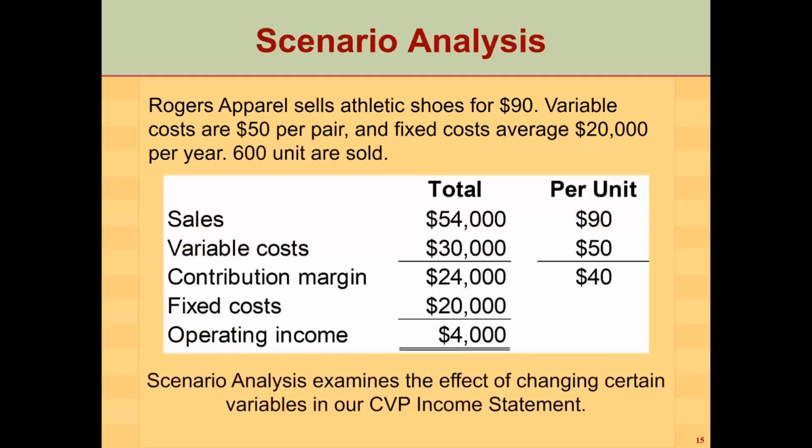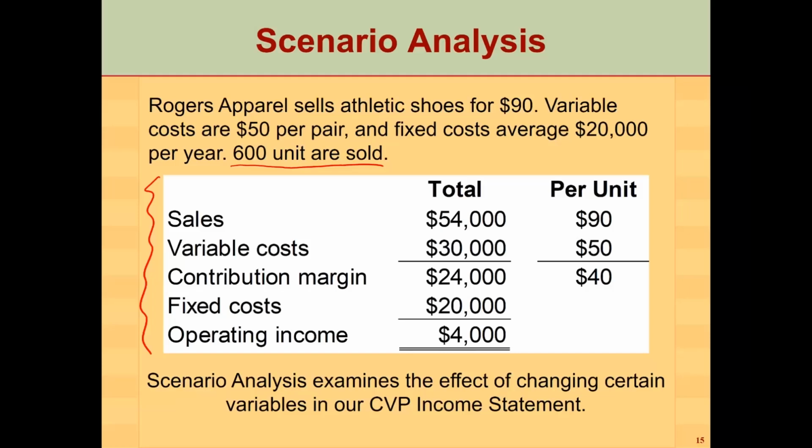Let's talk about scenario analysis. So if we kept our previous slide where I sold 600 units, and this is going to be my status quo for this shoe dealer, there was my CVP income statement at 600 units of activity. Scenario analysis is going to allow us to change the variables up. Let's say we're a business and we're going to try to maximize our profit. There are certain things that we can do in order to try to maximize that income.